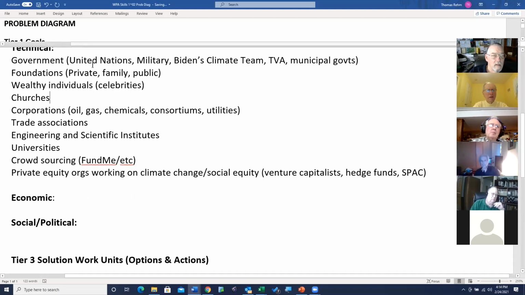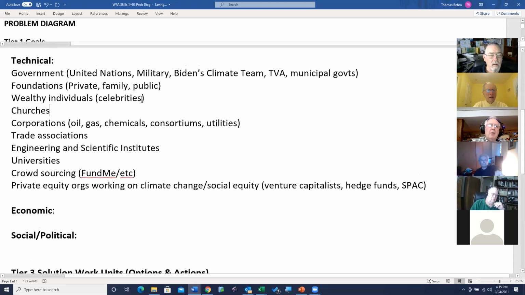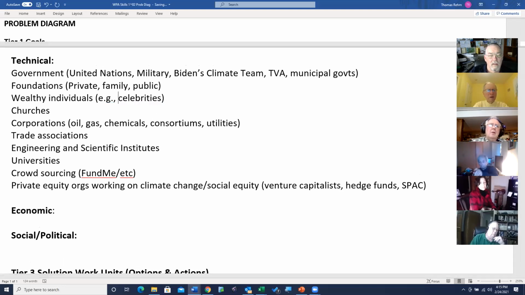I suggest that you don't just have celebrities as a bracket behind wealthy individuals, but that wealthy individuals includes celebrities. Right. So wouldn't that be better in the social political part? They might give us money.